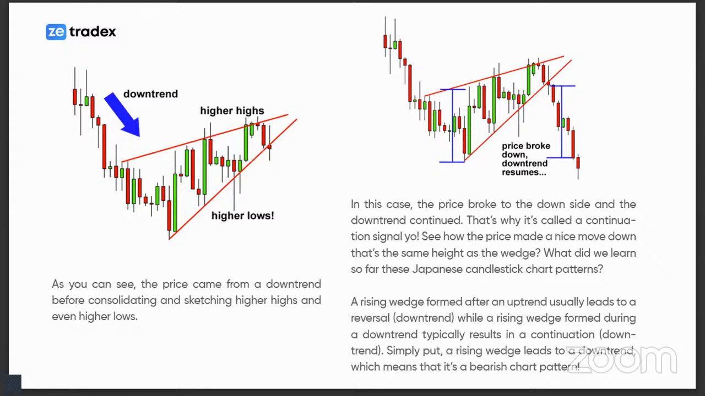Now, as you can see, the price came from a downtrend before consolidating and sketching higher highs and even higher lows. So in this case, you saw the first wedge pattern drawn. Now the price broke to the downside and the downtrend made a continual movement. That's why it was called a continuation signal.